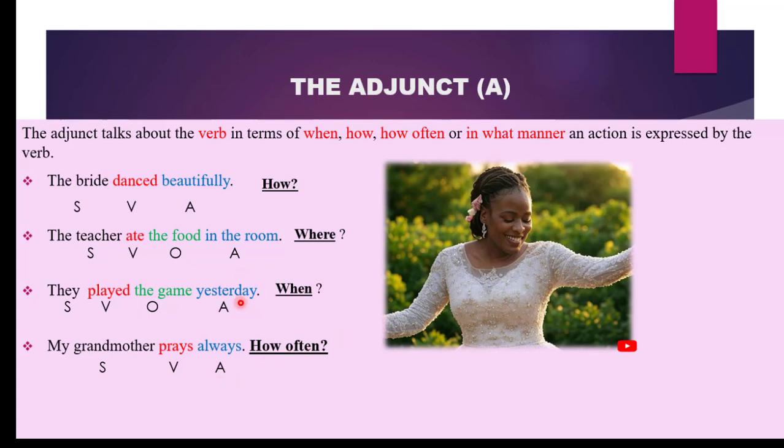Let us look at the features of an adjunct. These features are very crucial to help you distinguish adjuncts from other words and phrases that are not adjuncts. What is the first feature? The adjunct is not restricted in terms of number of occurrences, unlike the other elements, subject, verb, objects, and complements. The adjunct can occur as many times as we want in the sentence.